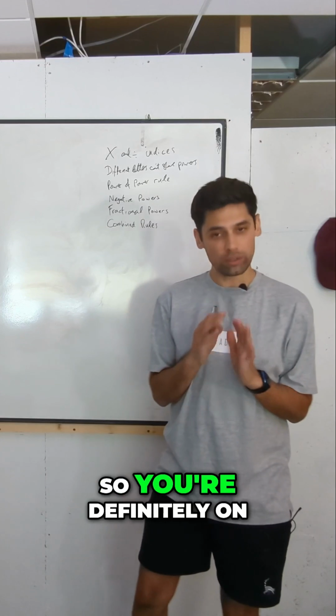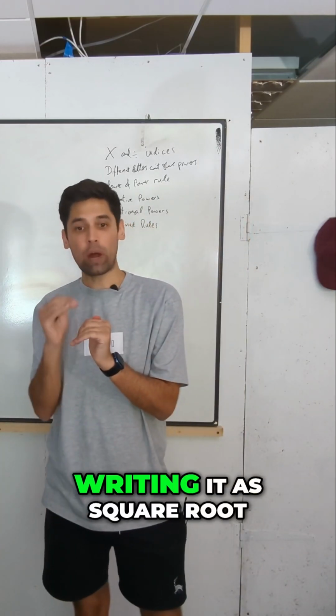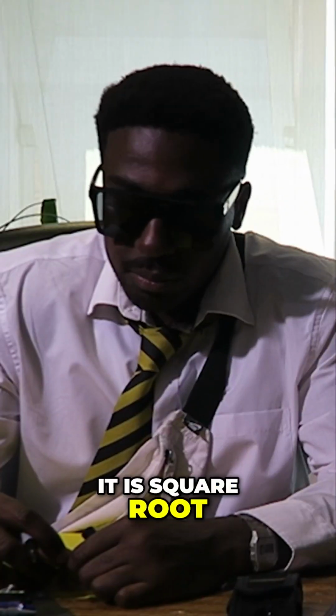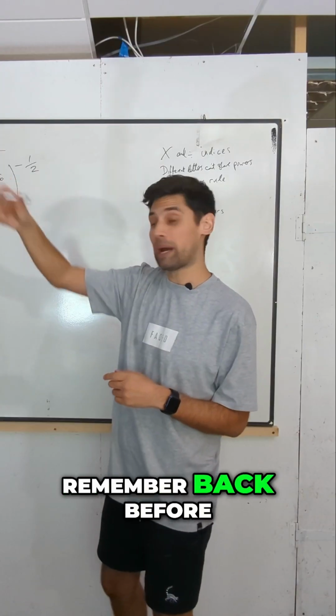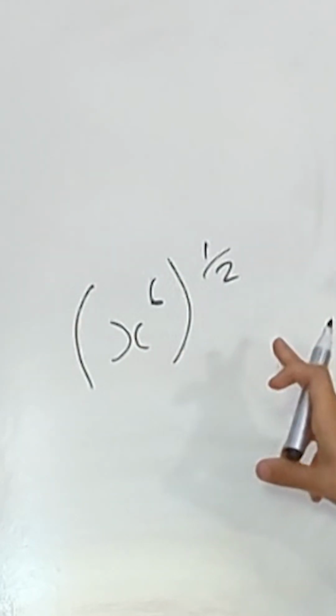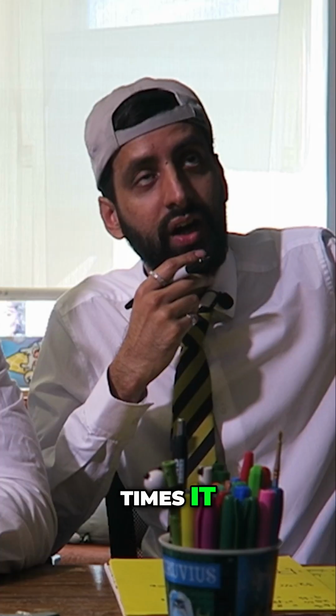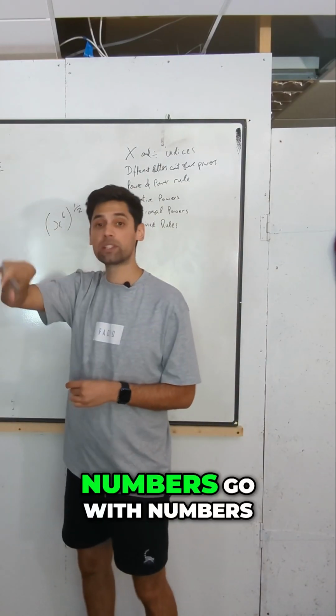Okay. So you're definitely on the right lines. However, you sort of veered off the track by writing it as square root. It is square root, absolutely, but it's going to be easier to keep it just as a power of a half. Reason being, remember back before, if I was to give you this question, what would you do? You times it. Times it. Exactly. So that's what's happening here. So look at them individually. Numbers go with numbers, letters go with letters.